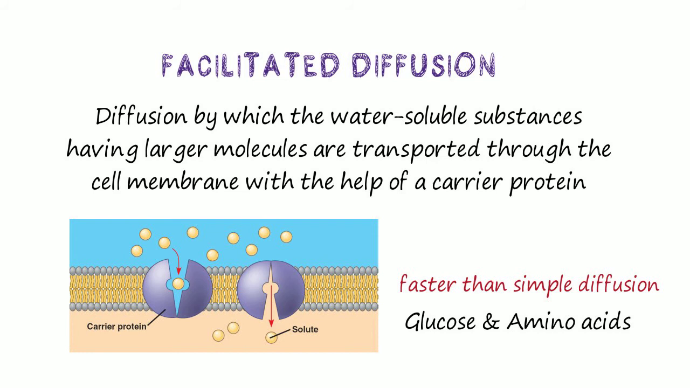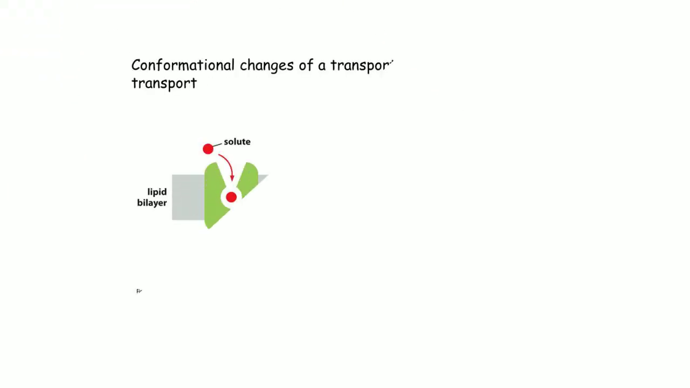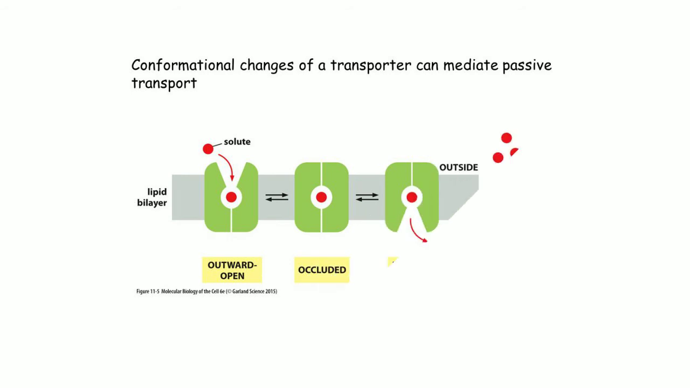Glucose and amino acids cannot diffuse through the channels because the diameter of these molecules is larger than the diameter of the channels. Molecules of this substance bind with a carrier protein. Some conformational change occurs in the carrier protein. Due to this change, the molecules reach the other side of the cell membrane.